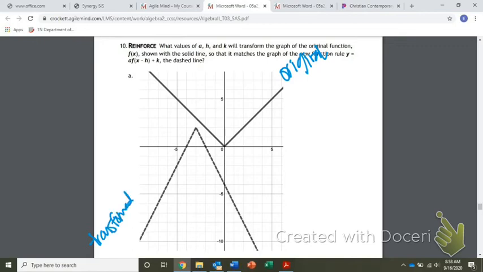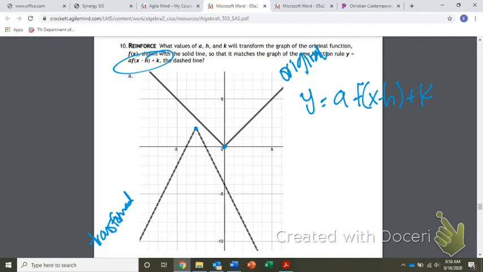So, first, what I want you to do is mark the center of each absolute value function. So, here's one. And here's one. So we have a function rule right here: y equals A f times x minus h plus k. All right. Look at the A.